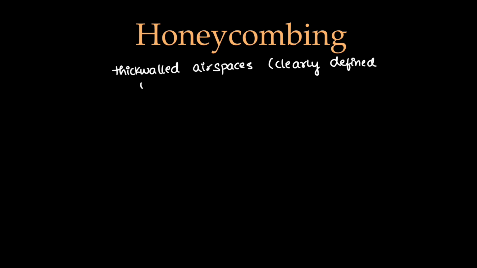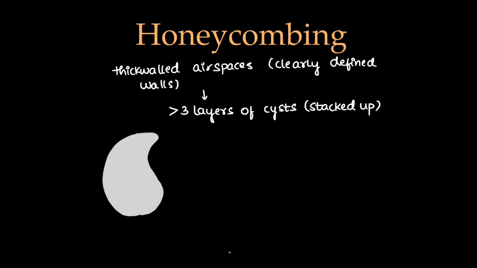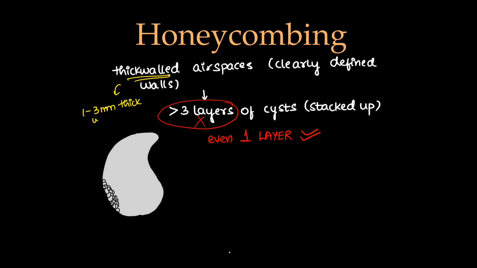They are thick-walled air spaces with clearly defined walls, usually seen in the periphery along the pleura. So initial definition was that there must be more than 3 layers of cysts stacked upon each other to be known as honeycombing. But now even one layer is enough to be called honeycombing. So here we can see along the pleural surface layering of the cysts with definable walls. The walls can be 1 to 3 millimeter thick.